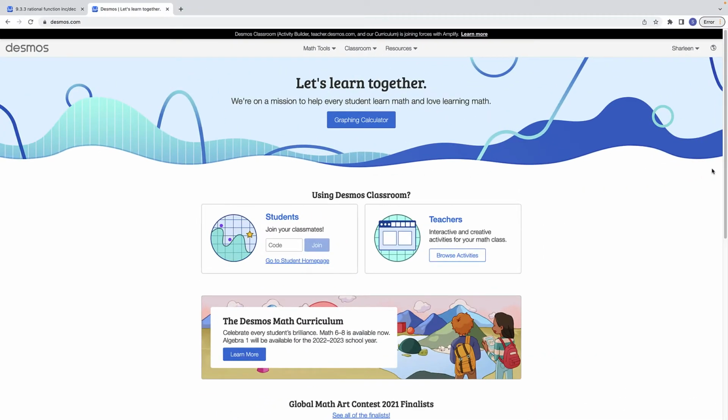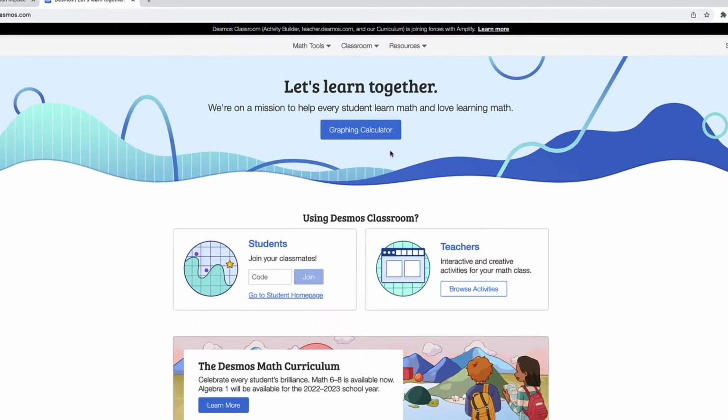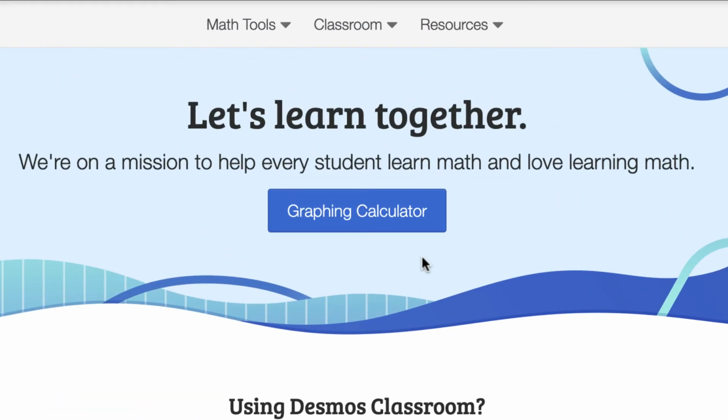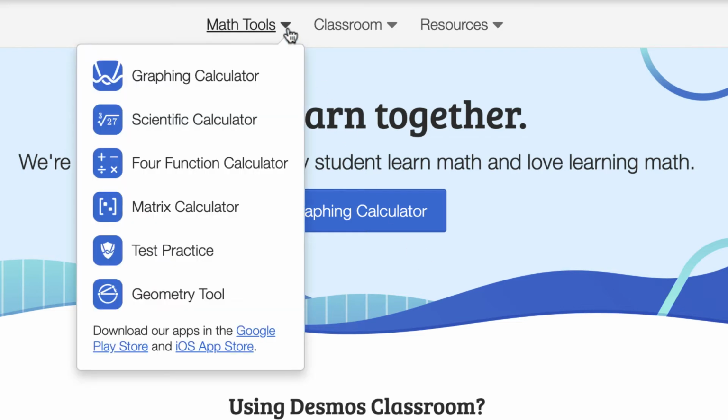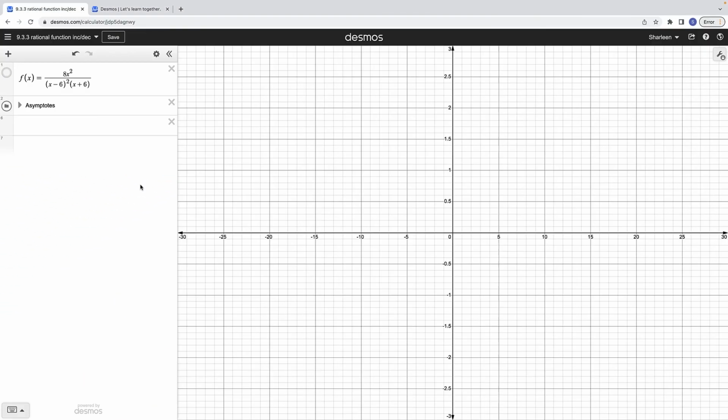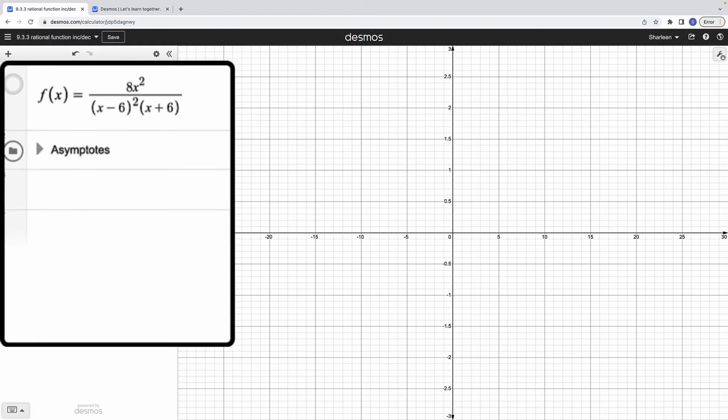From the website desmos.com, click on the button where it says Graphing Calculator to open the Graphing Calculator website. Or from the Math Tools menu, you can click on the Graphing Calculator. When the Graphing Calculator opens, go over to the upper left-hand side and enter your function.